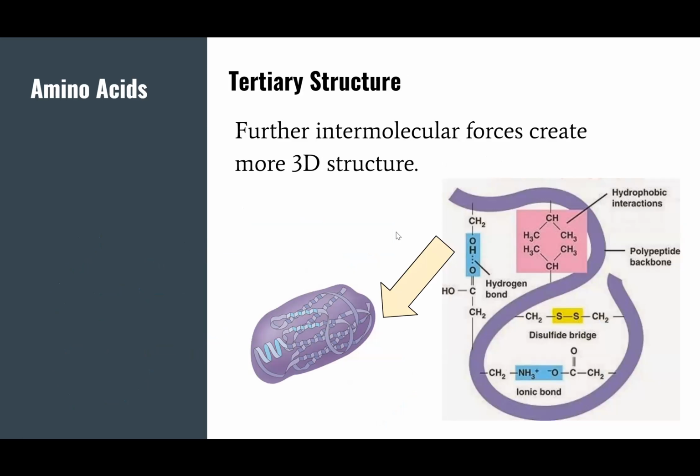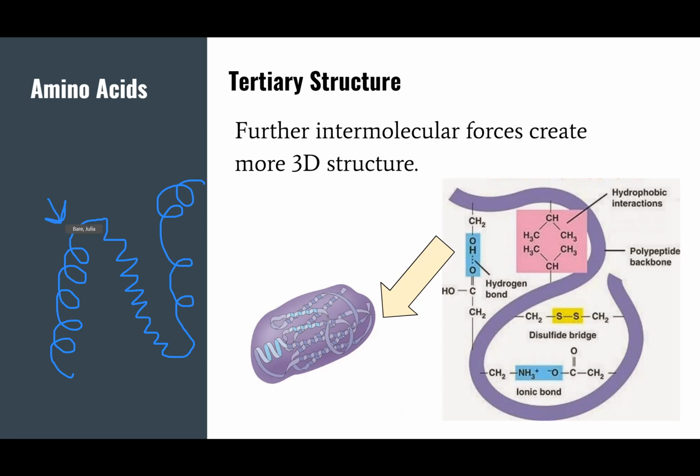The next thing we need to look at is the tertiary structure. The tertiary structure is further folding of the protein. So you might have an alpha helix here, a beta pleated sheet here, and another alpha helix here. Oh, I just realized you guys can't see it. These are going to be held together by a number of different structures.